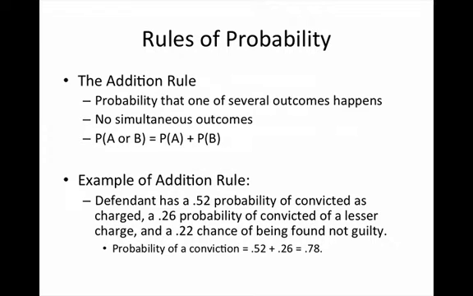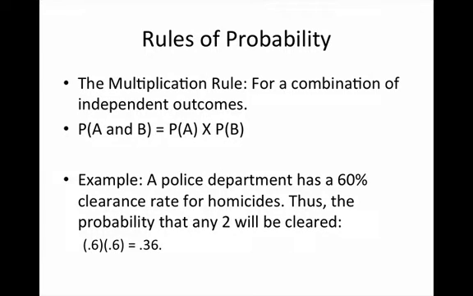I can also have a multiplication rule in which I'm looking for a combination of independent outcomes. So I might want to know the likelihood or the probability of A and B occurring, in which case this is a multiplicative function of the probability of event A multiplied by the probability of event B.